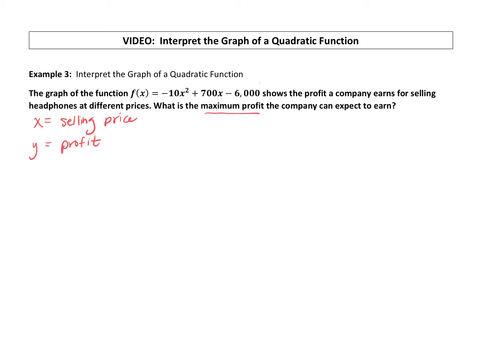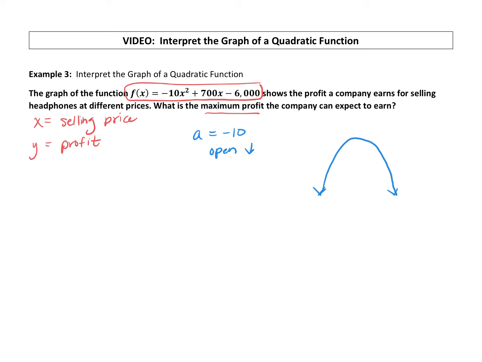So let's look at our function. We have f of x equals negative 10x squared plus 700x minus 6,000. I want to start by focusing on that a value. The a value is a negative 10. What does that tell us about our graph? Well, anytime your a value is negative, this parabola is going to open down. So if I just do a sketch of a parabola opening down, that's what it's going to look like.